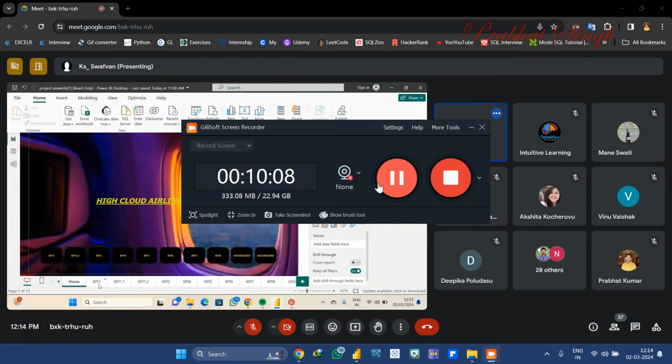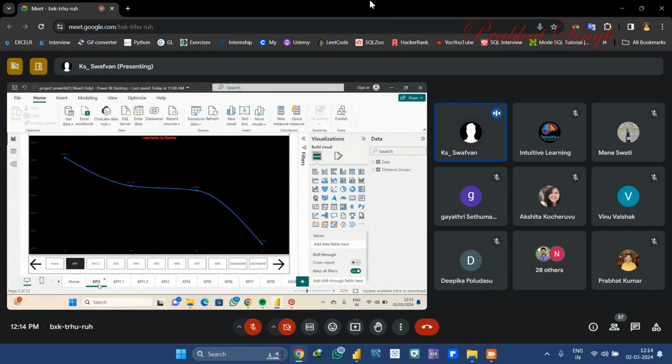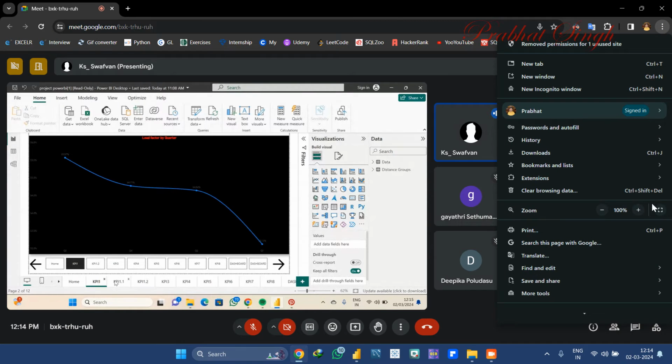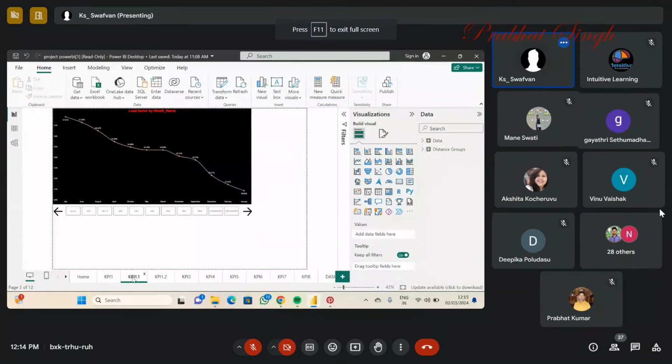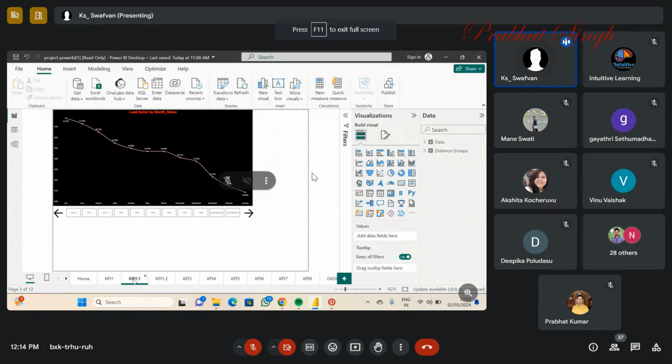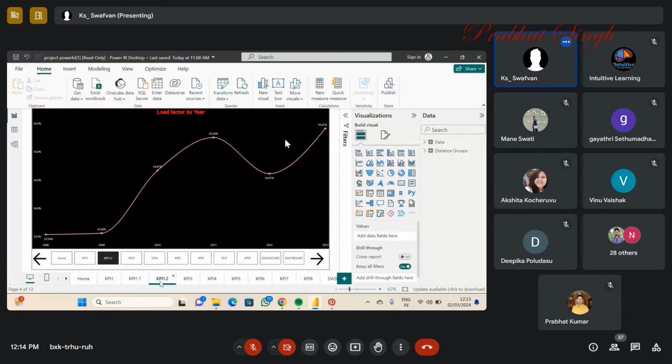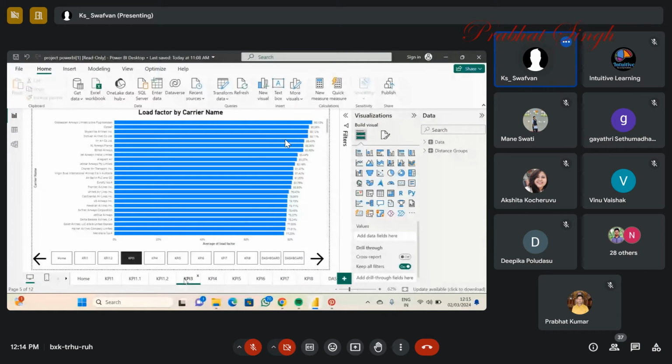Here is the home tab. In KPI 1, we find the load factor by quarter, and we can see the graph. In KPI 1.1, we find the load factor by month name. In KPI 1.2, we find load factor by year, and we see the graph in this. And KPI 3, load factor by carrier name.